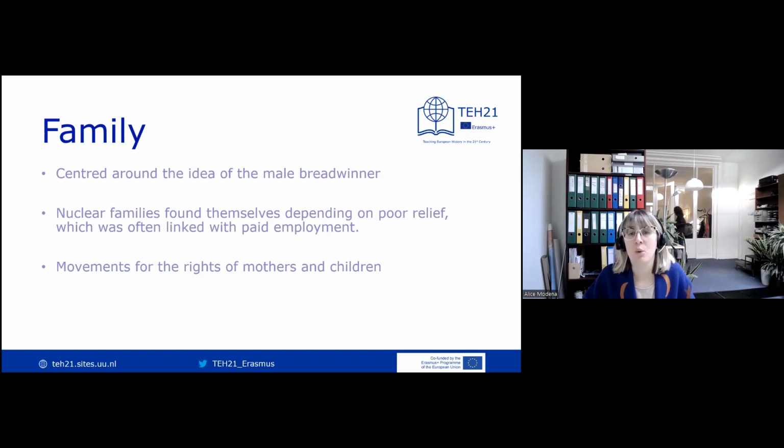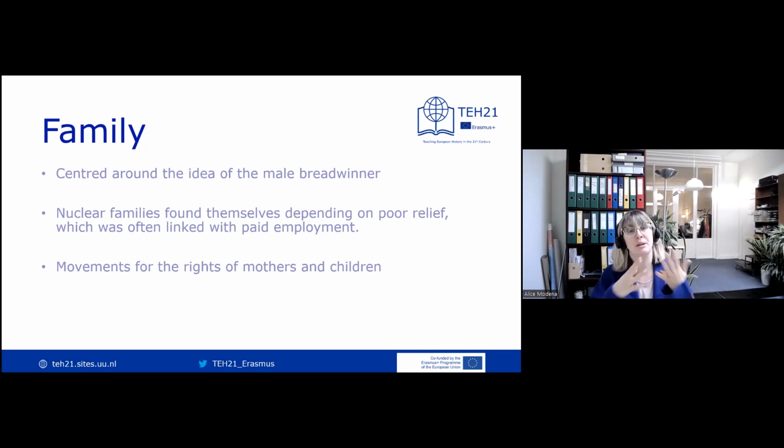In addition, women and children found themselves at the center of a dedicated rights movement, that for the rights of mothers and wives, and that of the protection of children's rights, which was also connected, we will see in a second, to the increasing infant mortality rate that was worrying the population at the time.